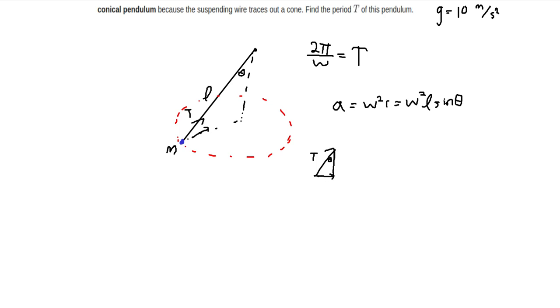The horizontal component is equal to ma, where a is this acceleration, and the horizontal component is just T sine theta. So T sine theta is equal to ma, and so I'll just substitute a: m omega squared L sine theta. Here we see that the sine theta cancels, and we have an expression for our tension.